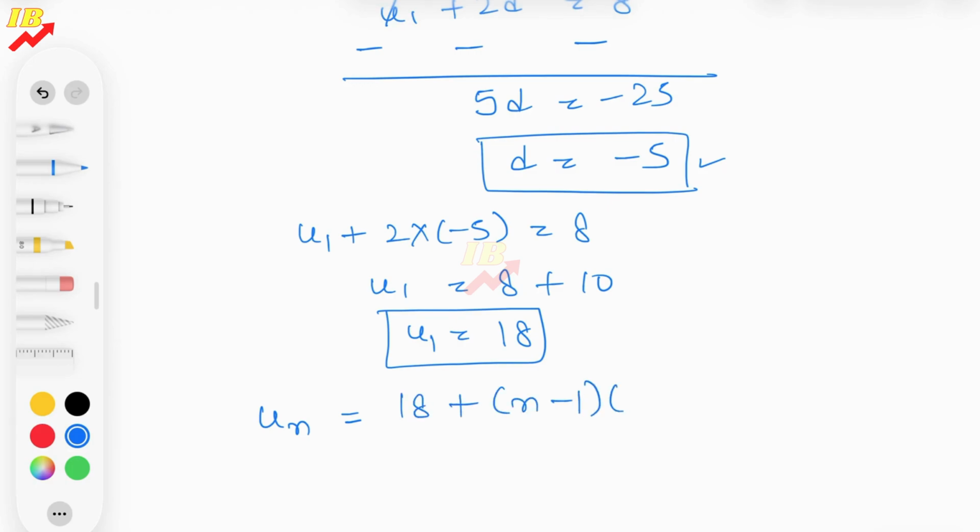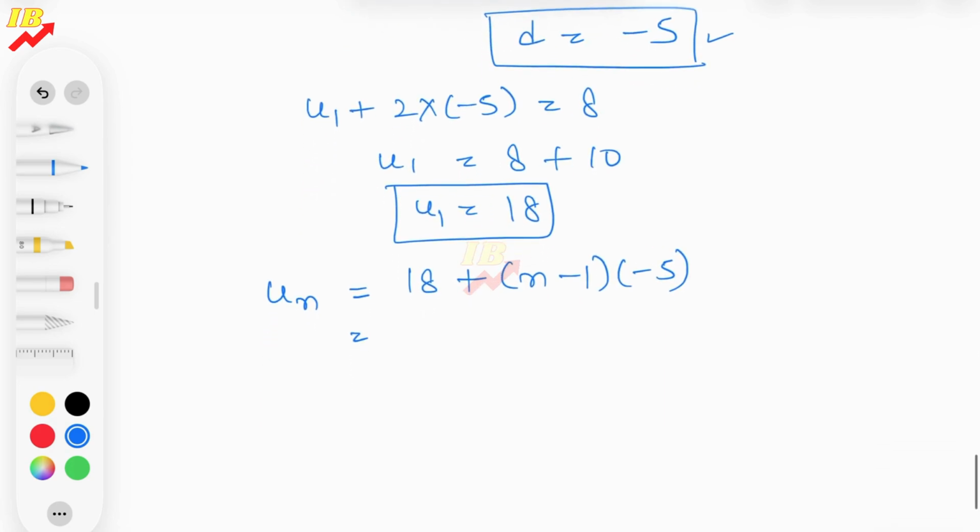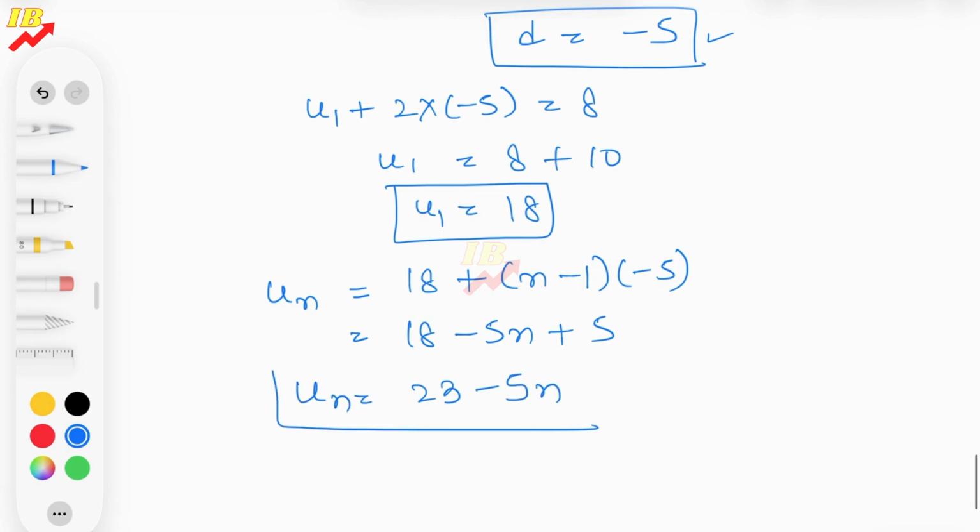I told you, for finding the general rule, please do not write a value for n. Nothing should be there in the place of n. You just write n as it is. Okay, like this. So this is giving you 23 minus 5n. This is your general rule. Nothing more than that you're supposed to do. This is the final solution. I hope you understand it.